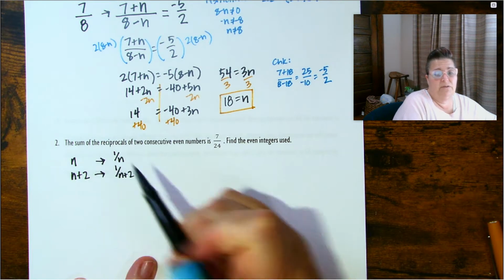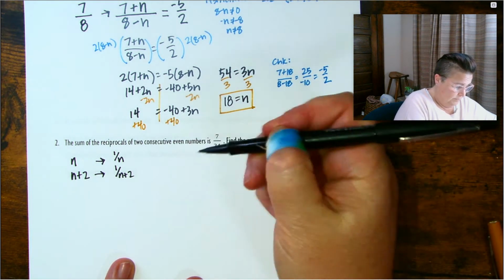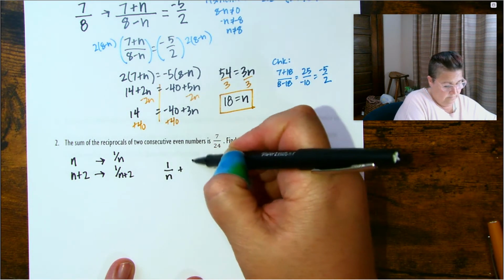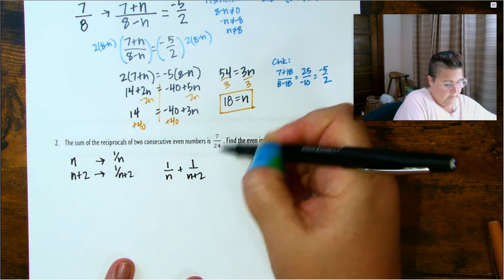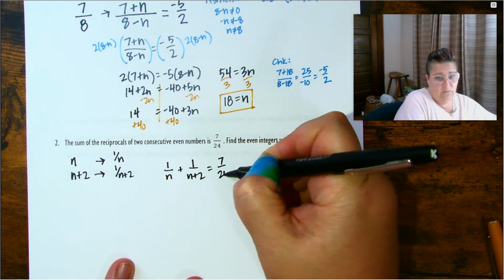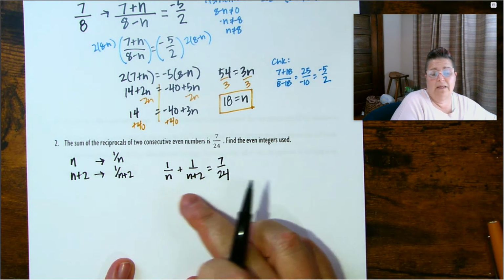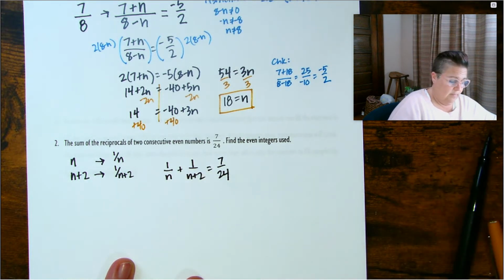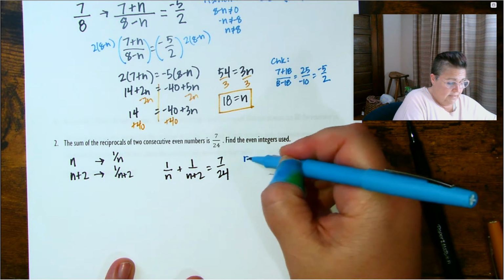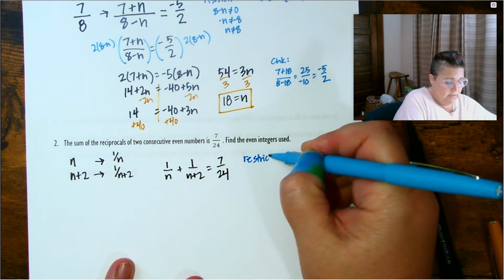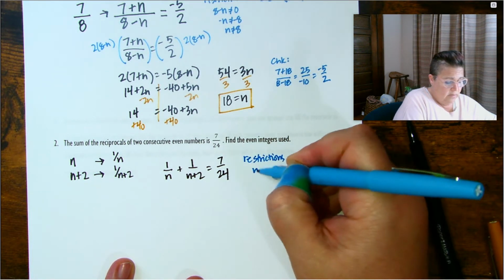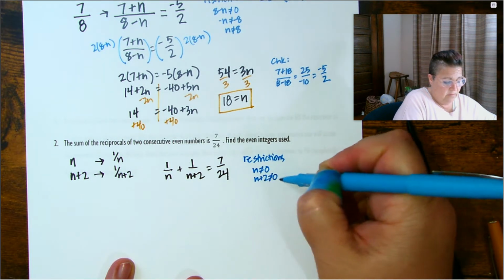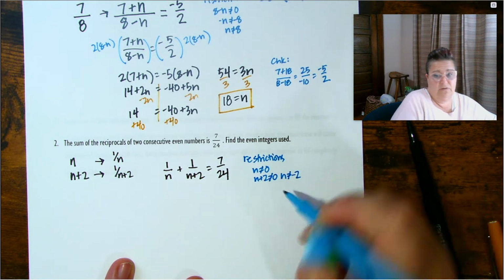The sum of those reciprocals is equal to 7 over 24. So now I have written my equation. It includes the rational expressions. So just like last time, I'm going to find restrictions. I know that n cannot be 0, and I know that n plus 2 cannot be 0. So n will not be a negative 2.